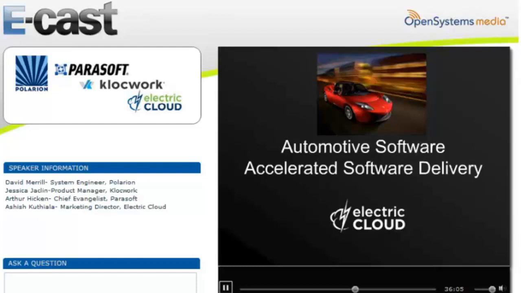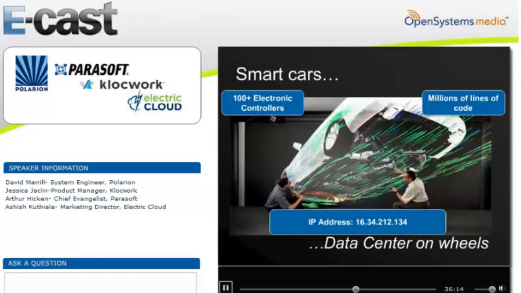Ashish? Hi, thanks very much, Kurt. My pleasure to be here and presenting to you. So I think I'll start with summarizing a little bit what the other speakers said, but not spending a lot of time on how complex cars have become. But if you really think about cars now, they've become data centers on wheels, right, with millions of lines of code. Some of the cars now have unique IP addresses for nightly software updates, and hundreds of electronic controllers that have code in there.